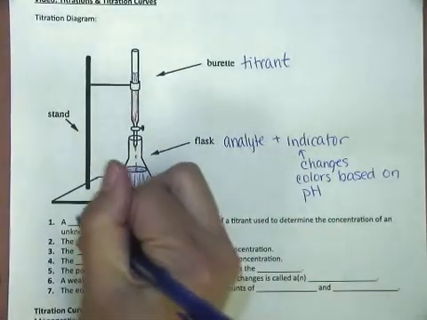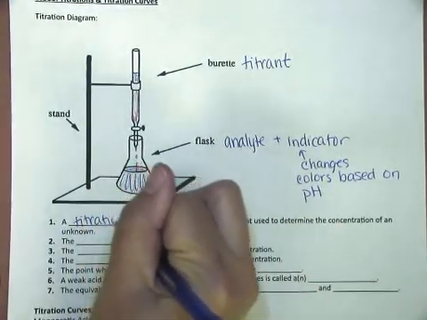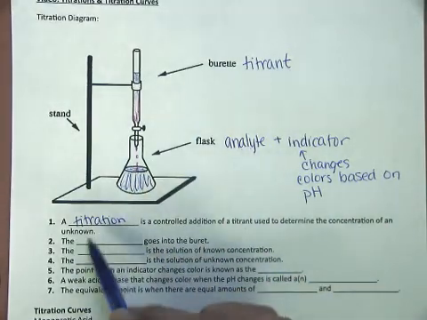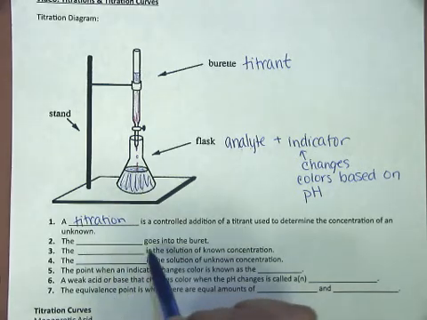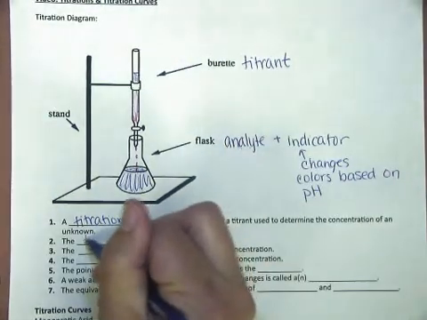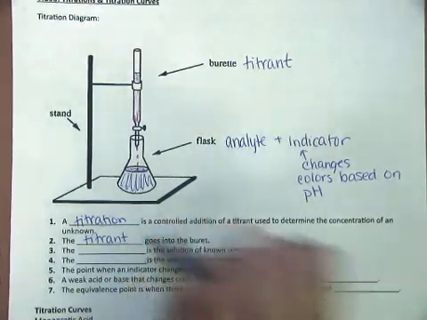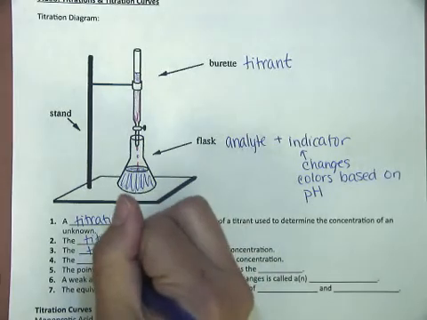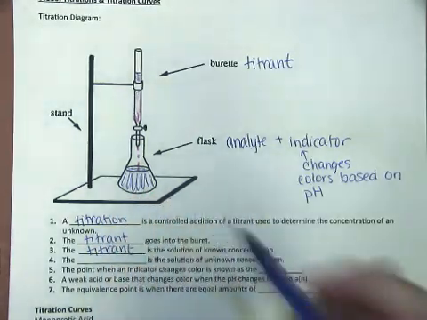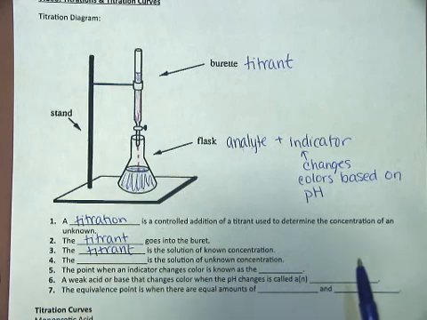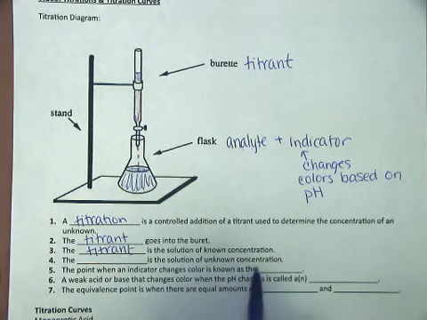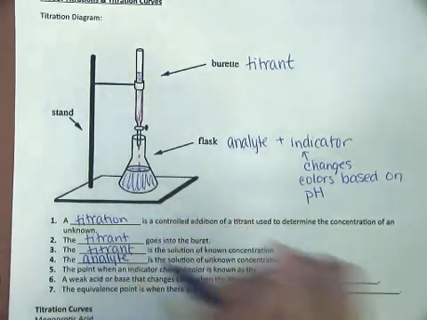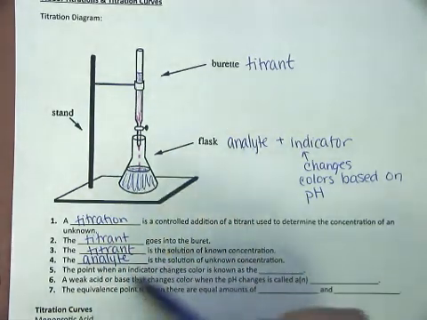So, a titration is a controlled addition of a titrant used to determine the concentration of an unknown. The titrant goes in the burette. The titrant is the solution of known concentration. It makes sense that we do a titration with a titrant. The solution of unknown concentration is an analyte. This goes into our Erlenmeyer flask.